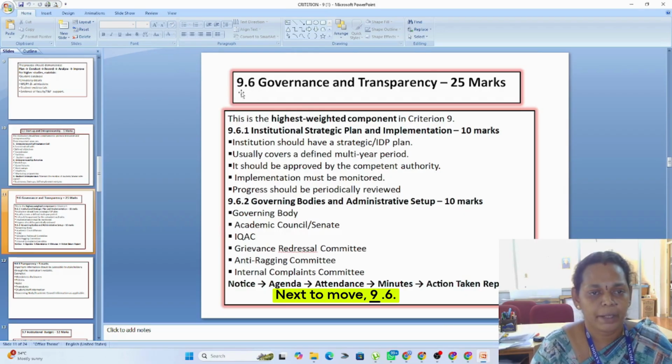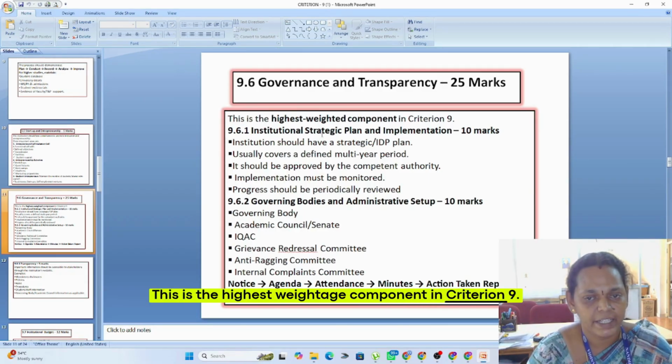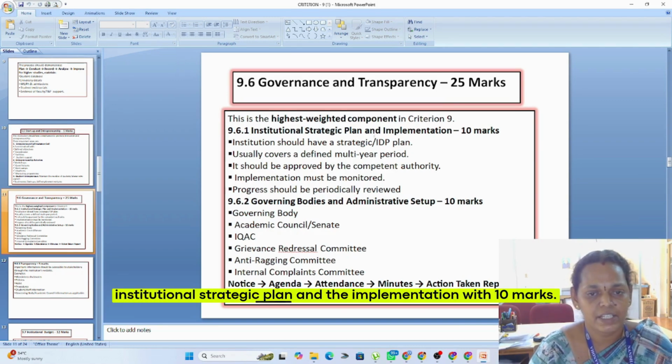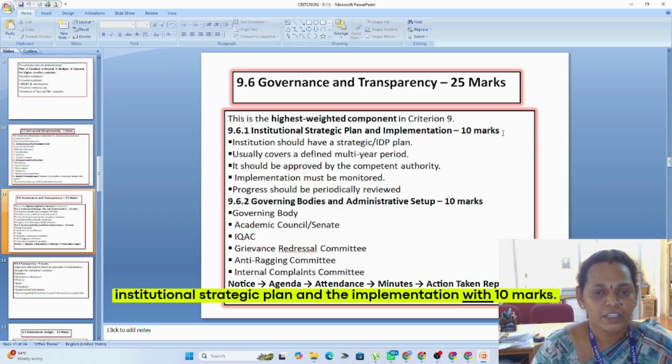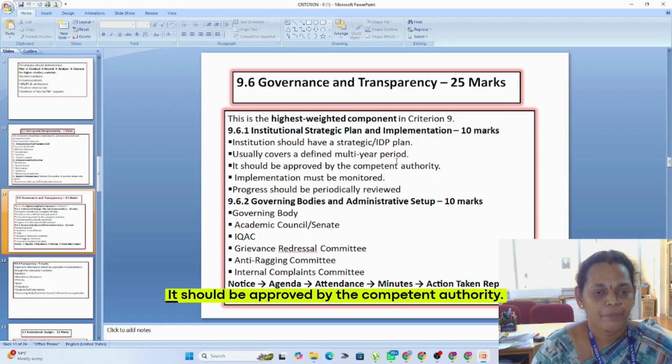Next to move to 9.6 governance and transparency with 25 marks. This is the highest weightage component in criterion 9. So first one, 9.6.1 institutional strategic plan and implementation with 10 marks. First, the institution should have a strategic plan. Next, it usually covers a defined multi-year period. It should be approved by the competent authority. Implementation must be monitored. Progress should be periodically reviewed.